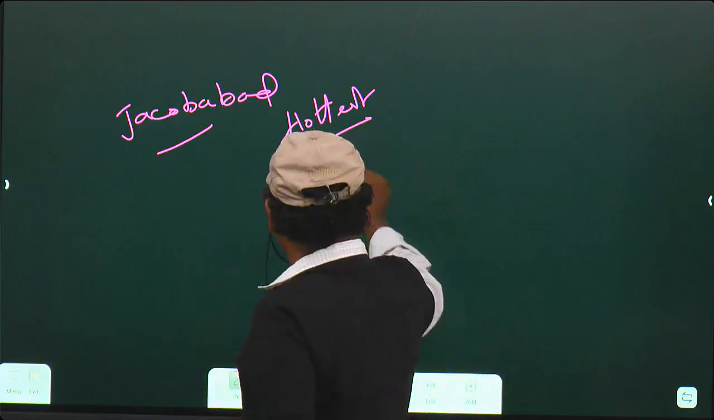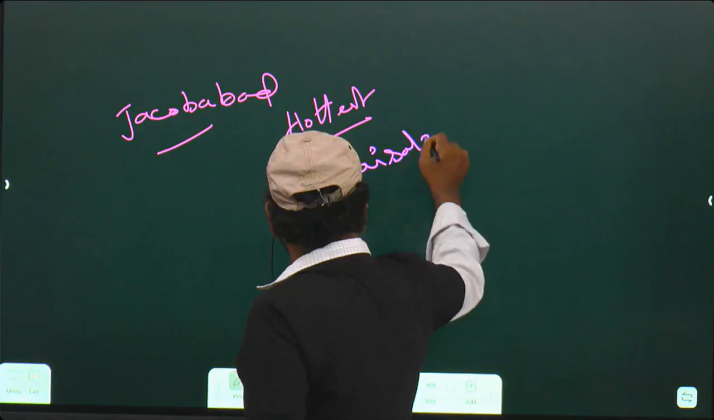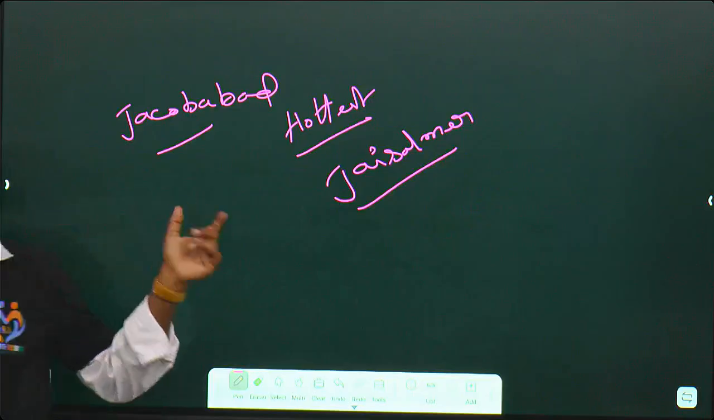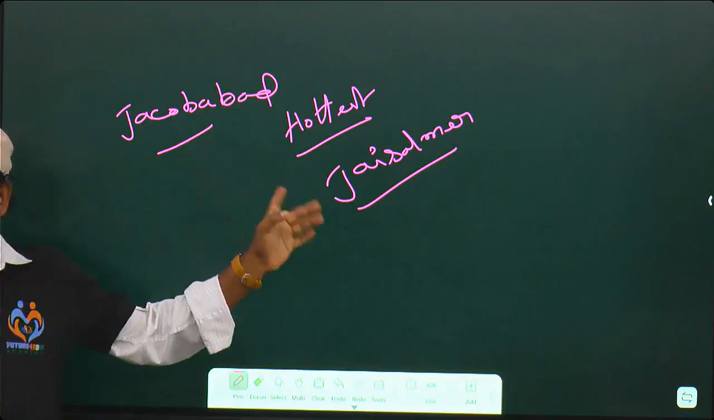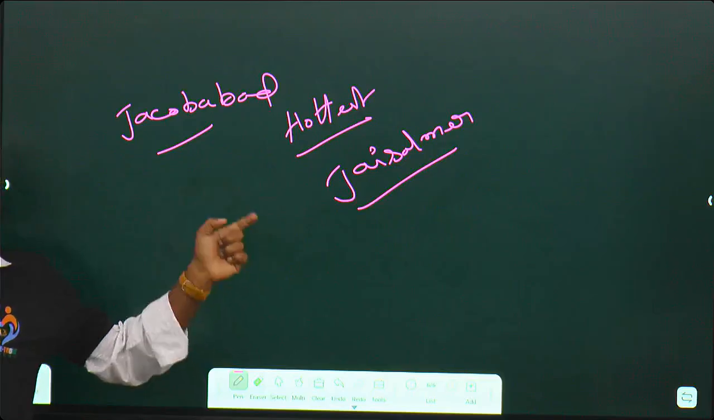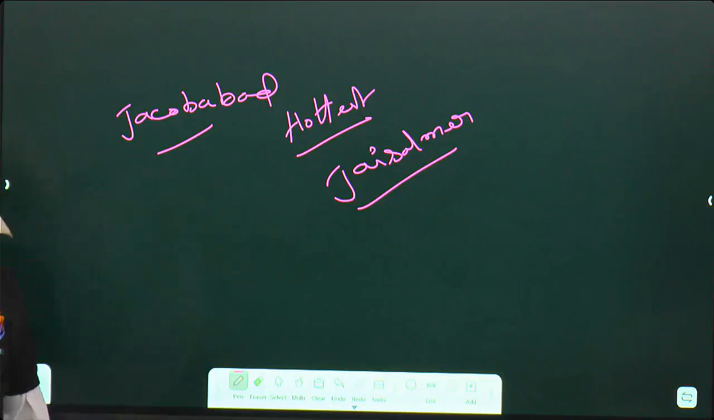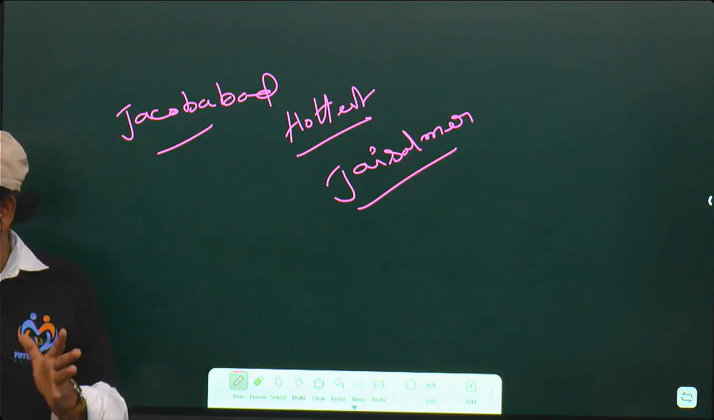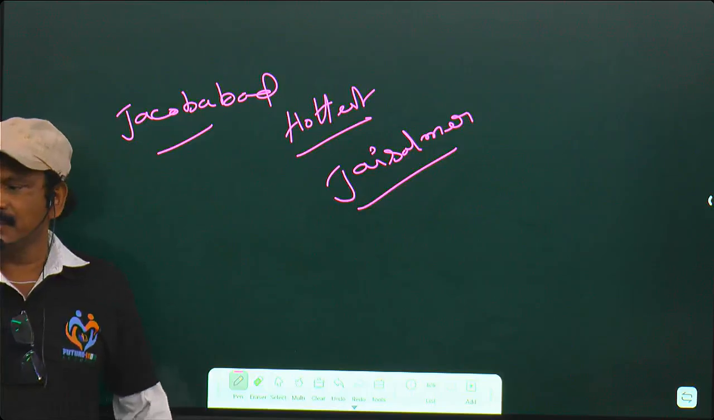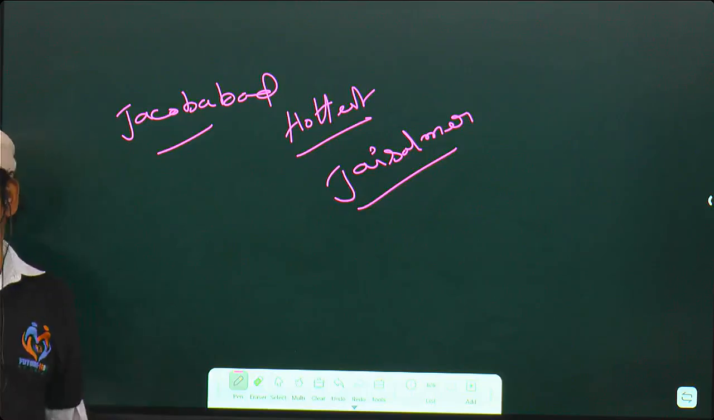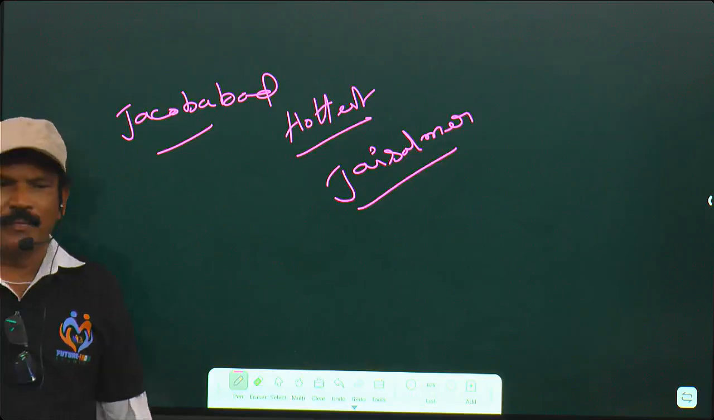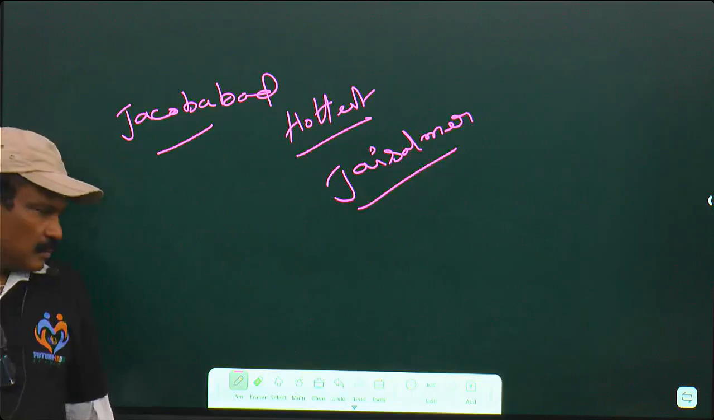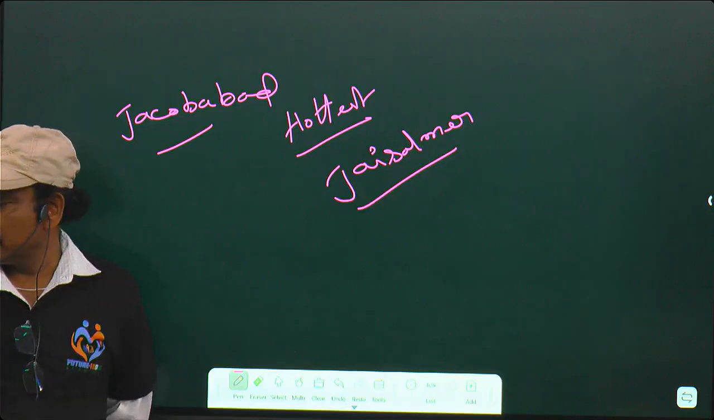Jaisalmer is the hottest place in the Indian Thar Desert. It is in western Rajasthan.